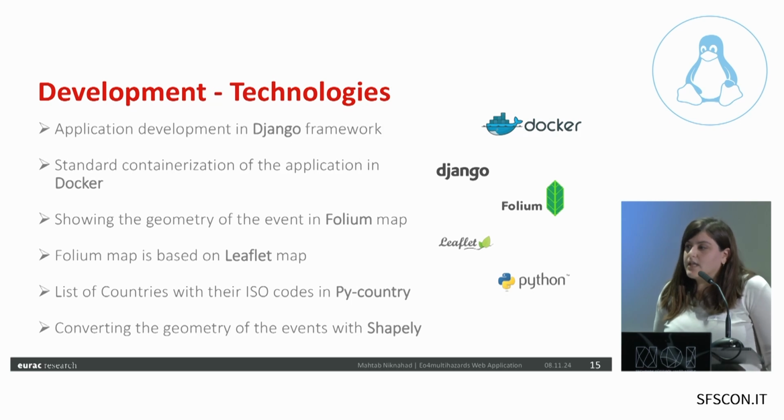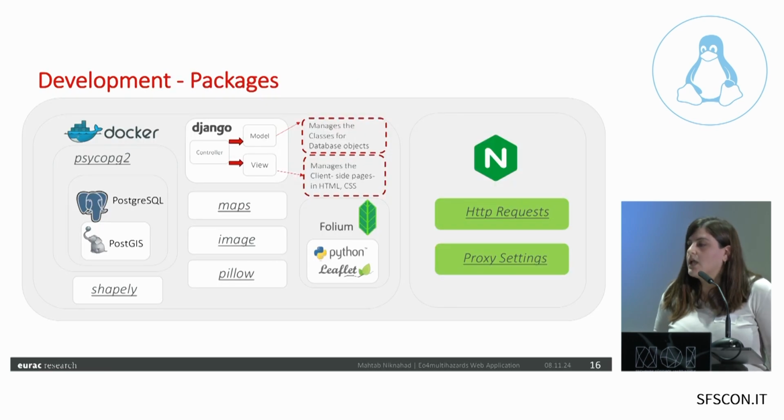The geometry of the events. In order to show the geometry of the event, we use the Folium map inside the web application. There are two important libraries that we use inside this web application, PyCountry and also Shapely, in order to manage the event detail and also the event geometry. Here are the development packages. We use Docker with all the details for the packages and also the libraries in Python. And also we use the Nginx server in order to manage the HTTP requests and also the proxy settings.